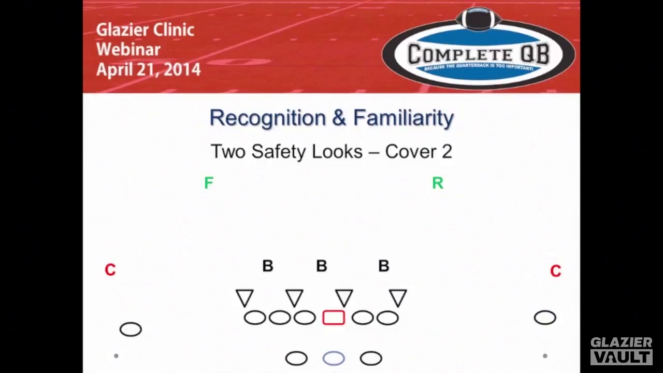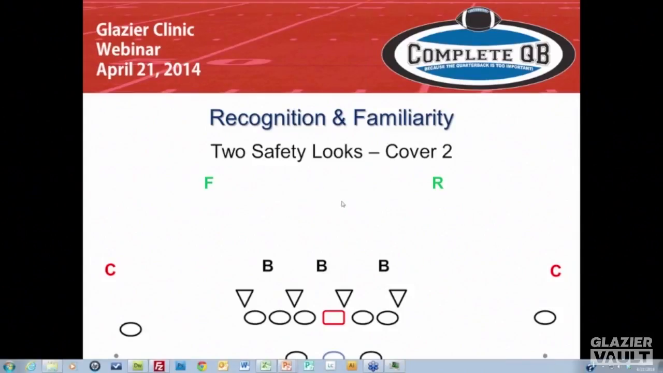So we'll identify weaknesses. And in cover 2, one of our initial things that we'll look at is always there being an open area in the middle of the field in between the safeties, and then obviously between the safety and the corner on one side and the safety and corner on the other side. Those are 3 areas that we always want to try to attack in cover 2.